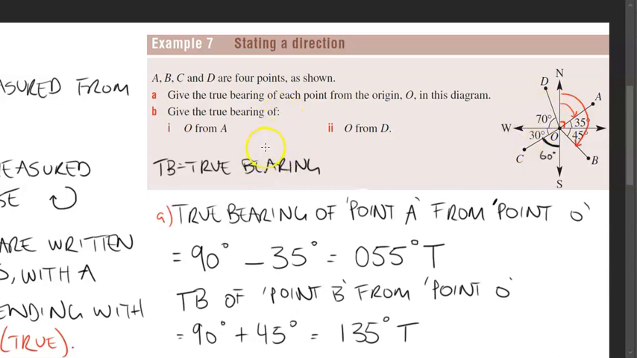So back bearings are these two examples here. We're going to get the true bearing of the origin from A. So in the previous questions, we were looking at the bearing coming from the origin. Now we're going to the origin from A. So what does that actually mean?